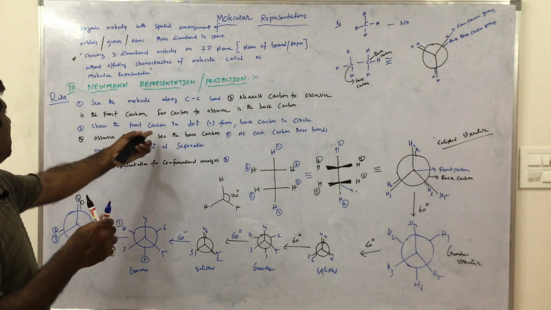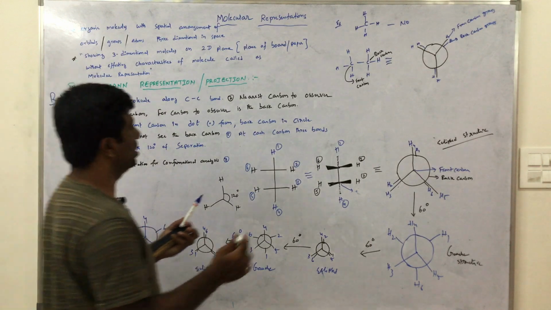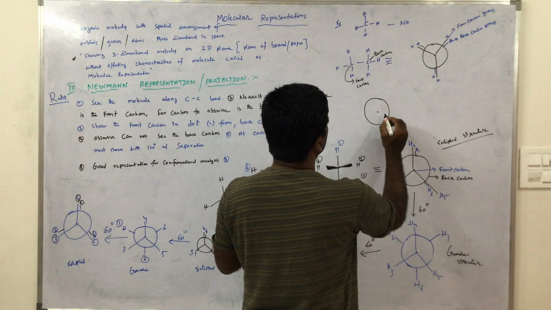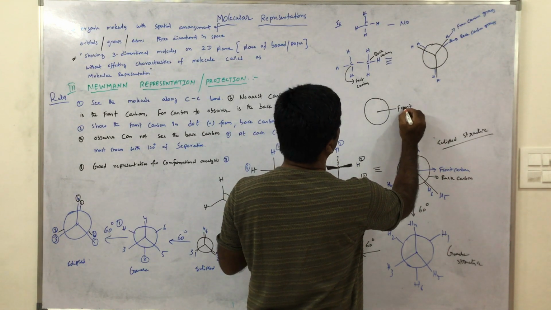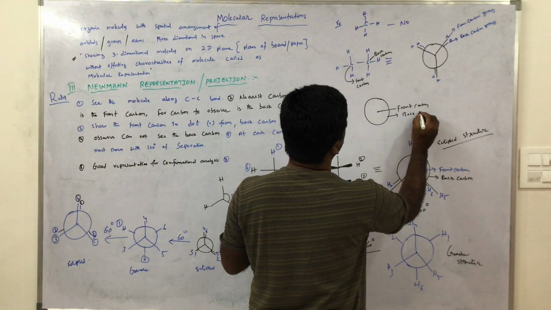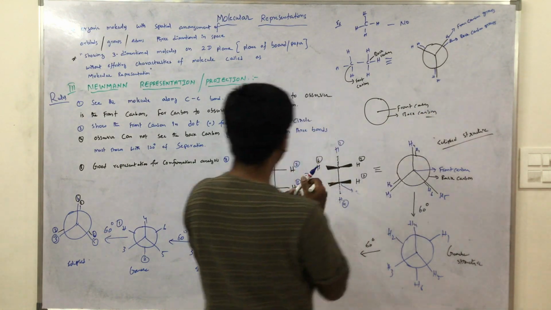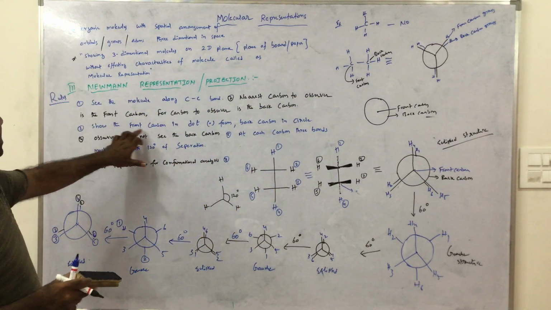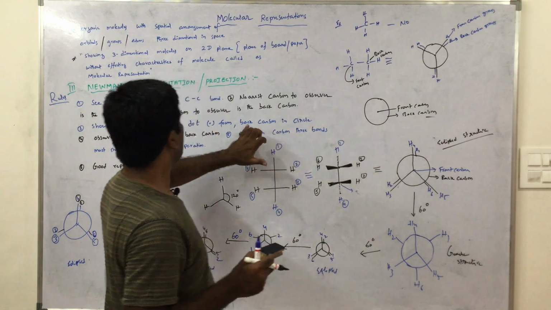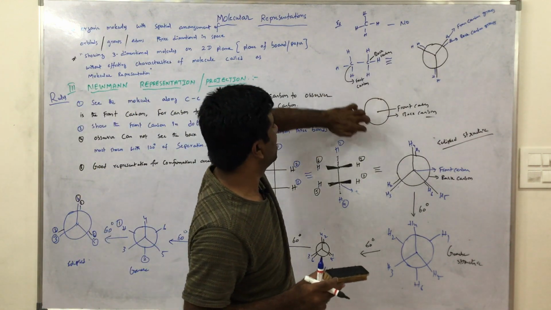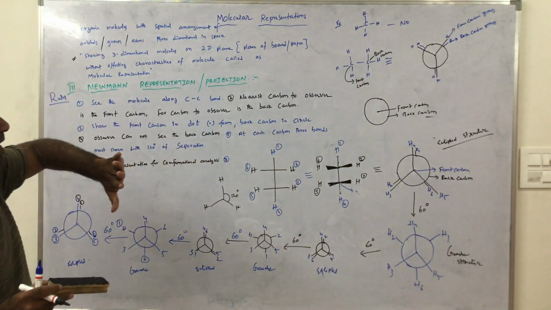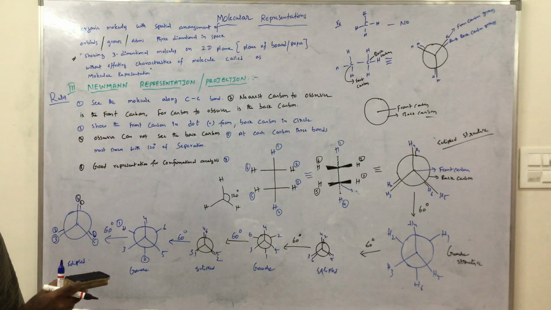Show the front carbon as a dot. For example, here this one is the front carbon, and this is the back carbon. Now show the front carbon as just a dot. This is the front carbon representation. The back carbon is shown as a circle. Front carbon is a dot, back carbon is a circle.